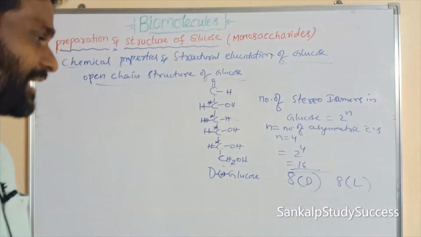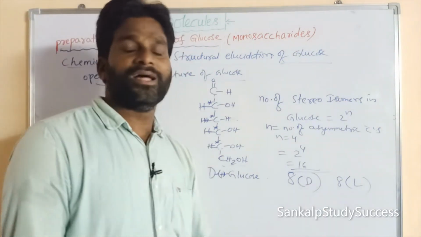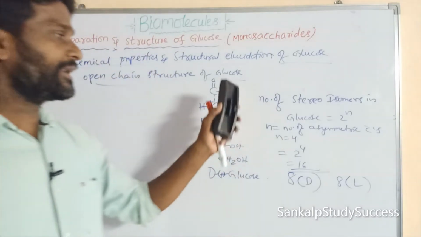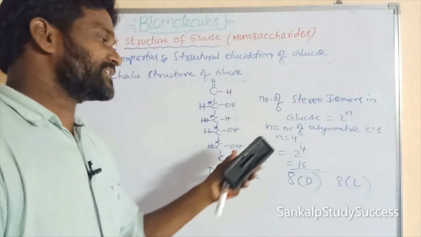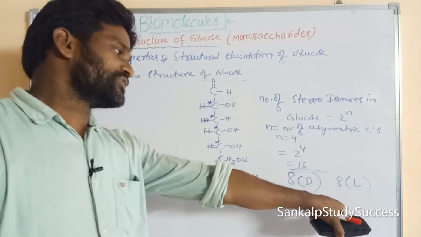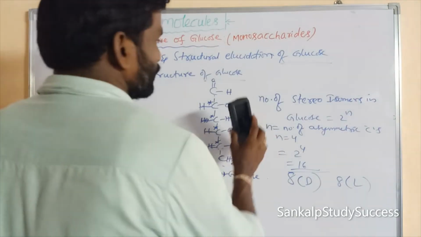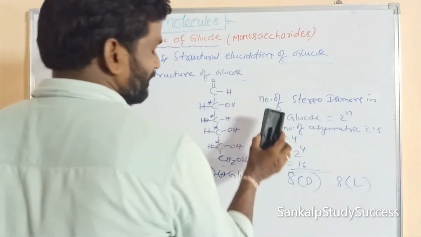Okay. Here D and L are not dextro-levorotatory. Here D and L are configurations. So in the 16 isomers of glucose, 8 belong to D and 8 belong to L. So this is the number of stereoisomers in glucose. This is very, very important.